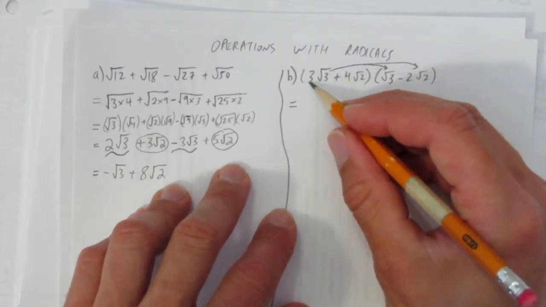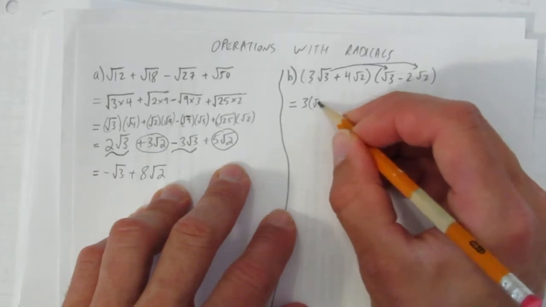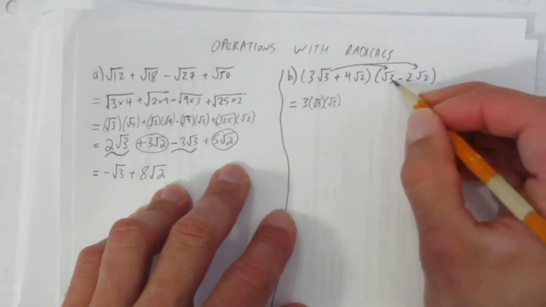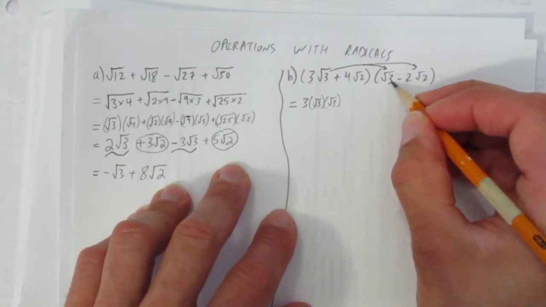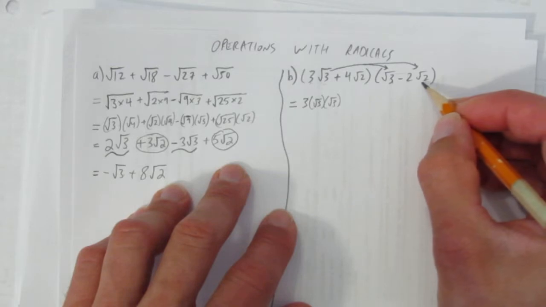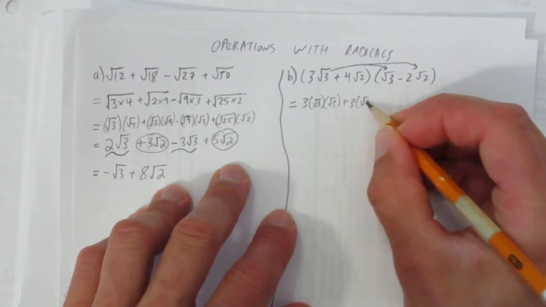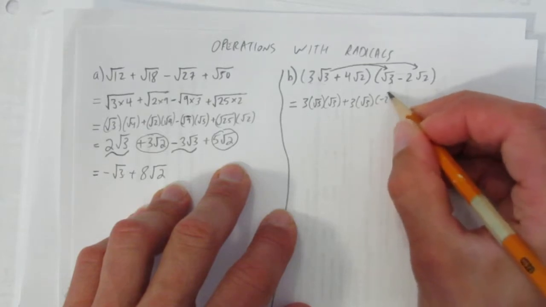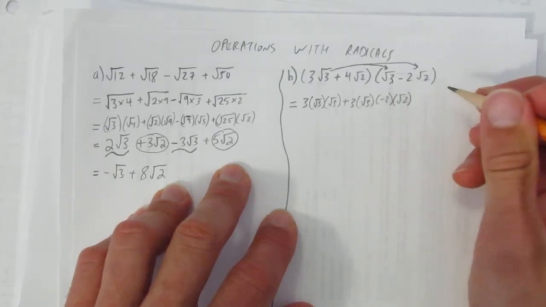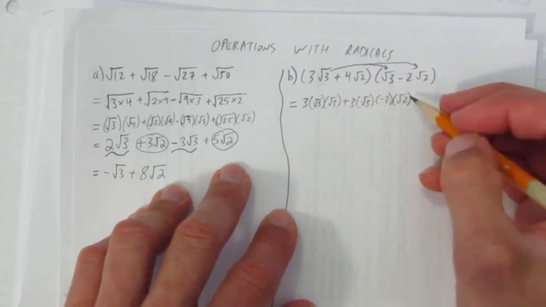So what happens when you do 3 root 3 times root 3? You get 3 root 3 times root 3. It's just this times this times this. Now I'm going to do 3 root 3 times negative 2 root 2. So I get plus 3 times root 3 times negative 2 times root 2. That's from this times this. Don't worry, it looks big. It's going to get simple.